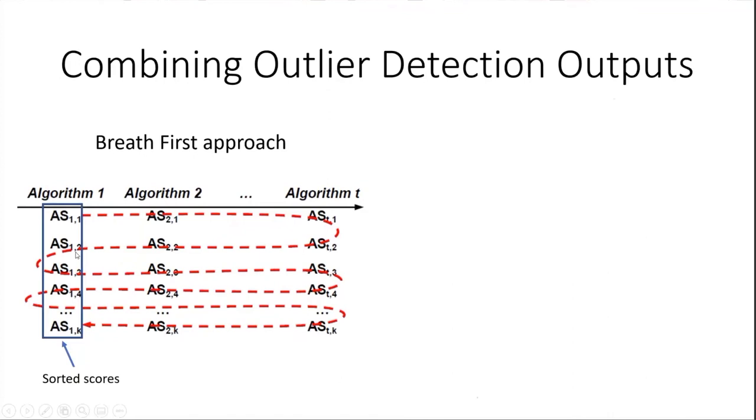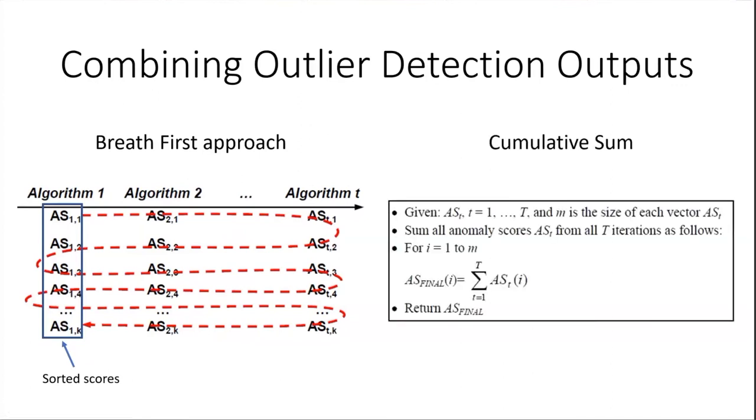The intuition of this approach is that the points that get ranked higher by every individual algorithm have the highest chance to appear on the top of our final ranking. So when you follow the red path here, every time you encounter a point, you add it into a vector, which is then used as the final ranking of our scores.